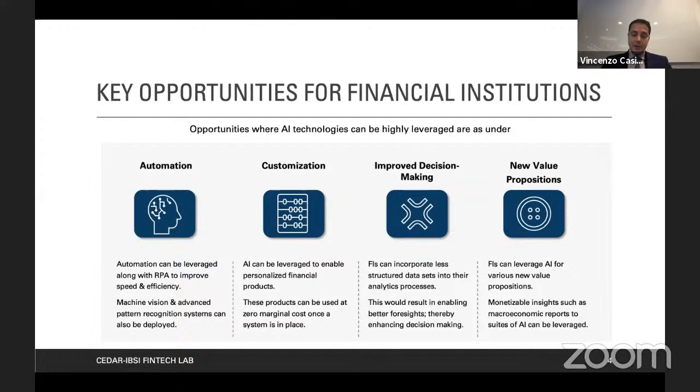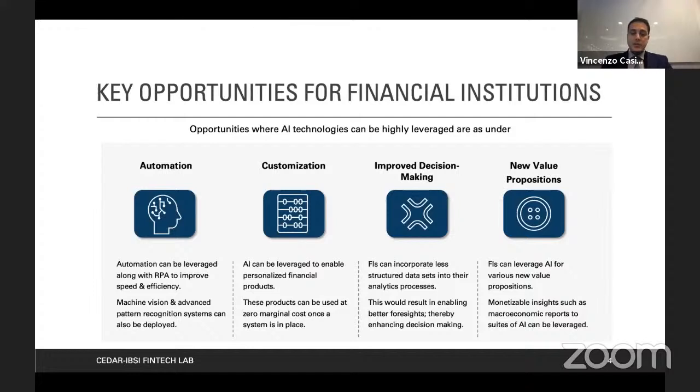Then we go into the third category, this is improved decision-making. Financial institutions can incorporate broader and less structured data sets into their analytics processes, enabling foresights. For example, by improving the ability to better understand how an uncertain situation will evolve, which can be seen in writing a loan, insuring a car, or simply placing bets on the market's next move.